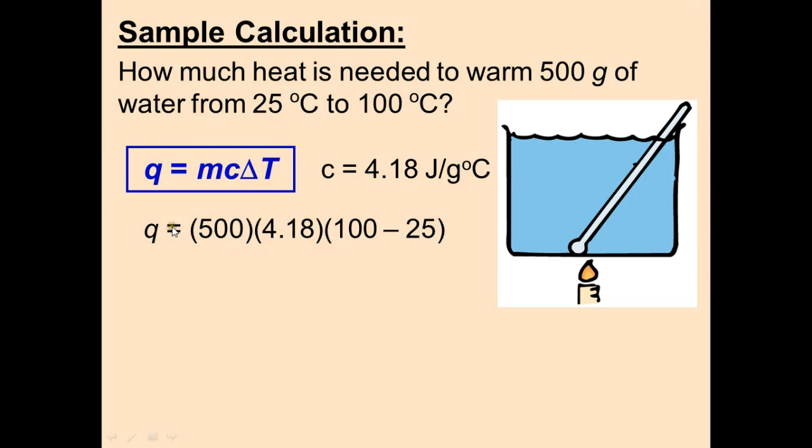So we just literally multiply all these together, and you could do 500 times 4.18 times 75, and then we would get 157,000 joules of energy would be transferred to do this. So we would need 157,000 joules to change the water, 500 grams of water, from 25 degrees Celsius to 100 degrees Celsius.